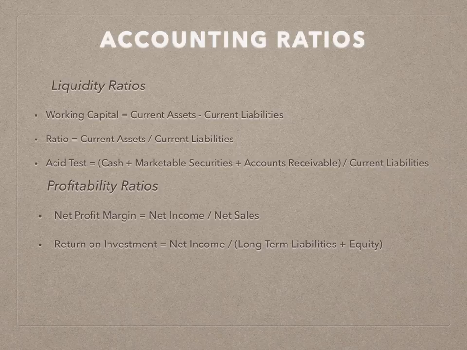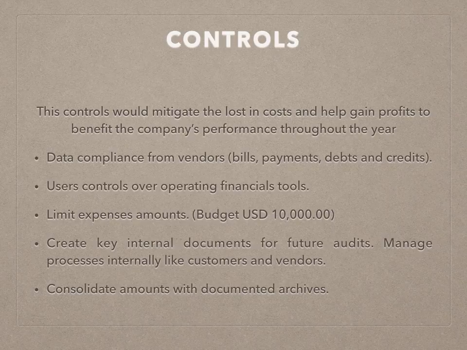In liquidity ratios, we present to you three types. Working capital, which is equal to current assets minus current liabilities. We have the current ratio, which is current assets divided by current liabilities. And one of the most remarkable of them is the acid test. It is more detailed, and comprises cash plus marketable securities plus accounts receivable divided by current liabilities.